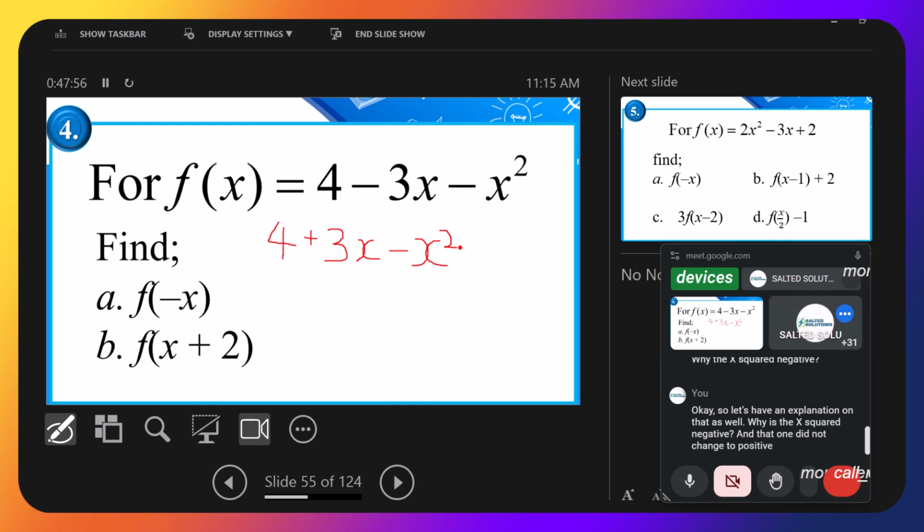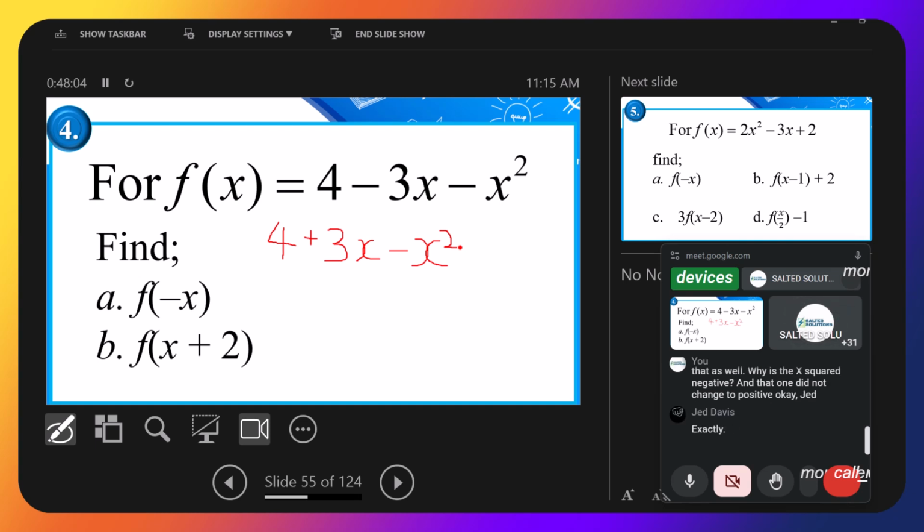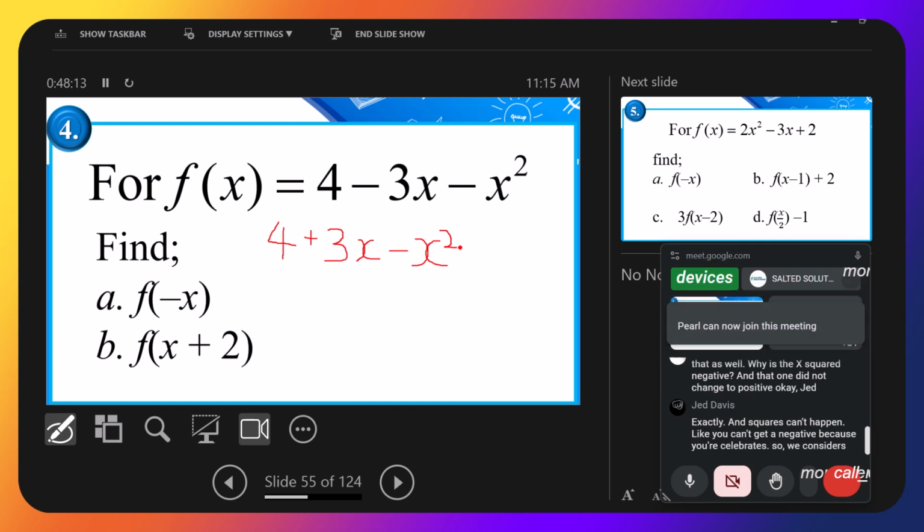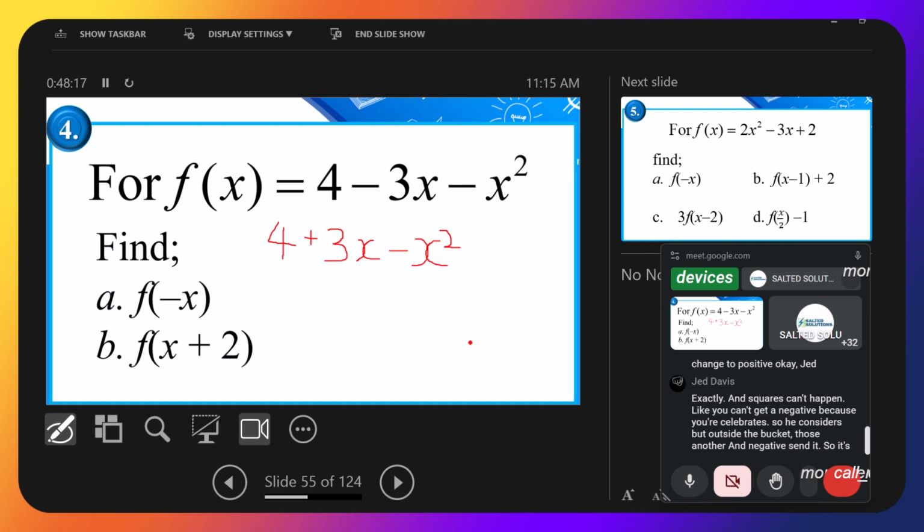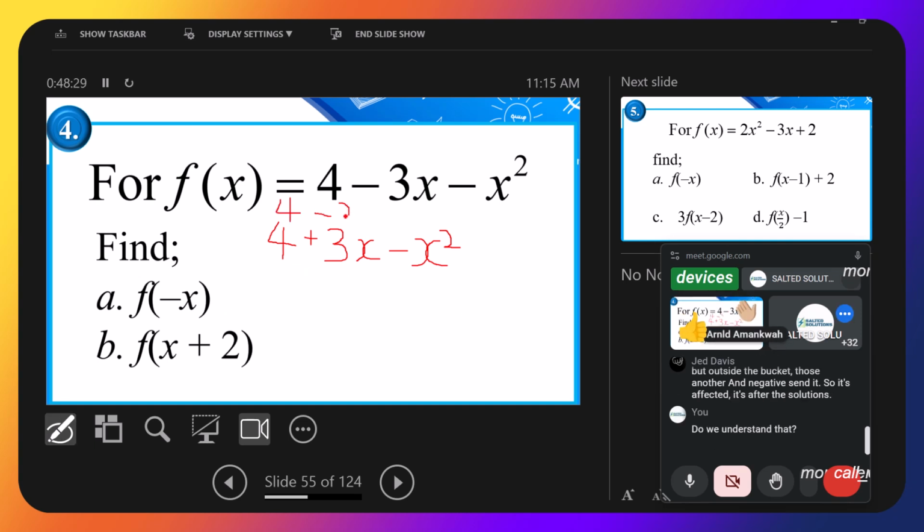Okay, Jade. So please, squares can't have, you can't get negative because it was in a bracket. So it cancelled out. But outside the bracket there was another negative sign. So it affected it after the. Do we understand that? Okay, Blessing.